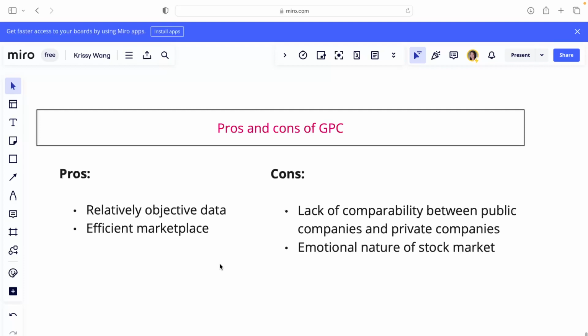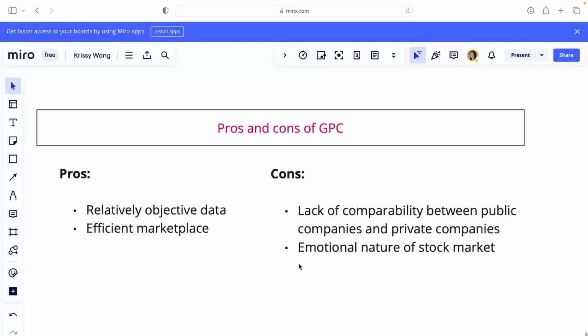What are the cons? Lack of comparability between public companies and private companies. As I demonstrated in the storytime examples, it is very difficult to establish credible similarities between public companies and private companies. It's not impossible, but it is very difficult, takes a lot of work, and it's very expensive to hire professional valuation analysts to perform the services.